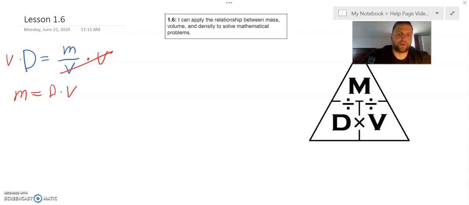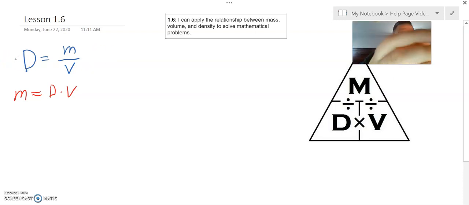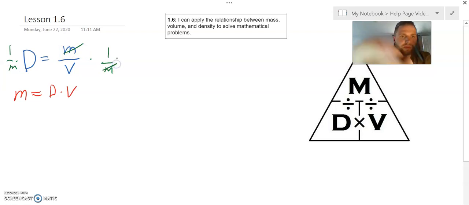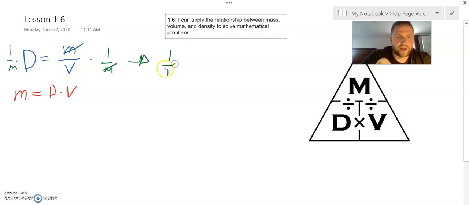Now we're going to erase our previous work and solve for volume. Here's what we have to do. We have to multiply by 1 over m on both sides, and what this will do is these m's will cancel. And here's what we're going to get: 1 over volume is equal to density divided by mass.